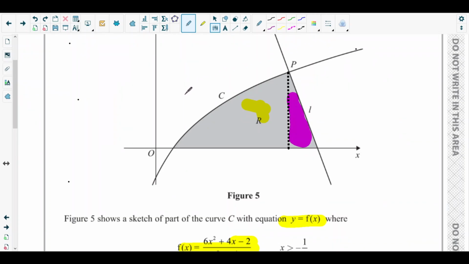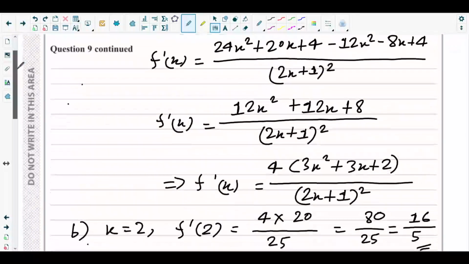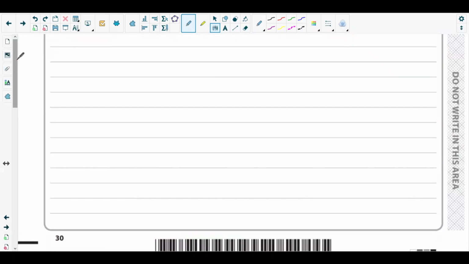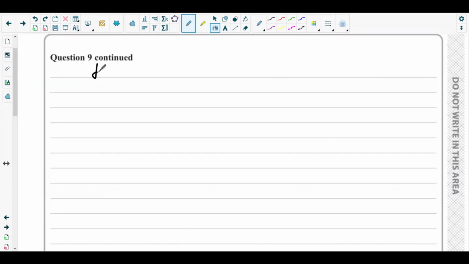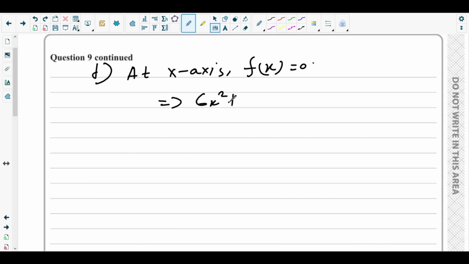We know the x coordinate of point P, but do we know this x coordinate? We don't know. We need to figure out this x coordinate first. So at the x-axis for part D, the value for f of x would be 0. So f of x, which was 6x squared plus 4x minus 2, equals 0. So divide both sides by 2, we'll get 3x squared plus 2x minus 1.